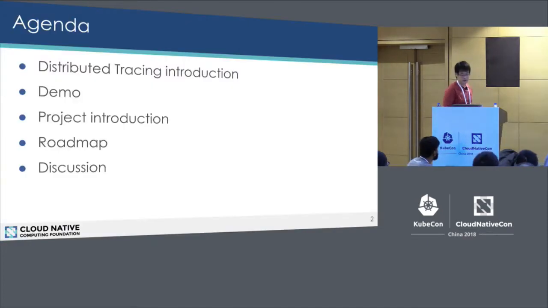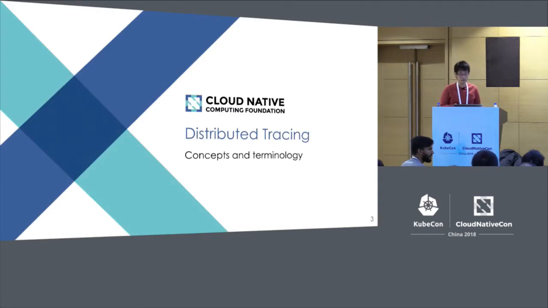Okay, so as for the agenda, I'll do an introduction to distributed tracing to get everyone in the room familiarized with the problem area that Jaeger attempts to solve. Prithvi will then run a demo of Jaeger and show how it can be used to debug certain observability issues within a microservices architecture. Then I'll give an introduction to the Jaeger project, talk about our project roadmap, and then we'll open the floor to questions.